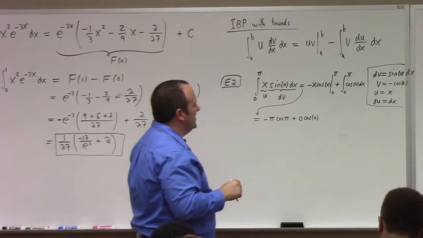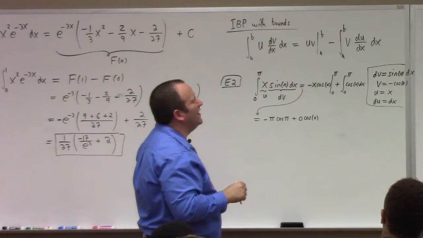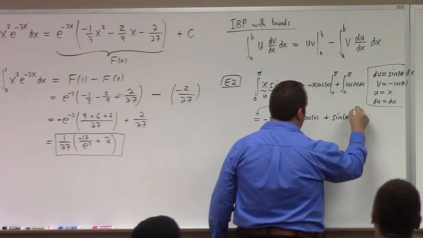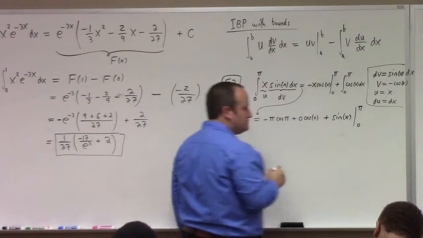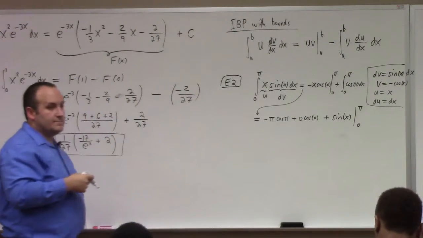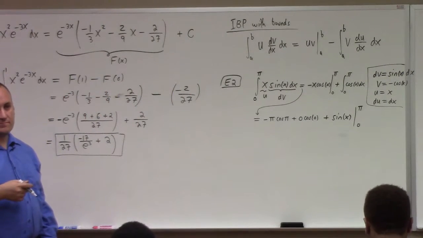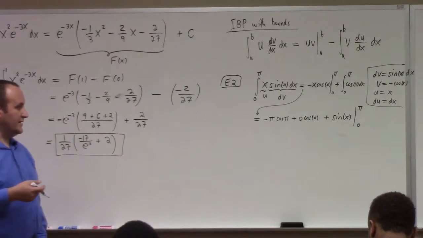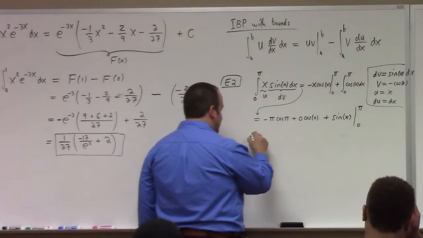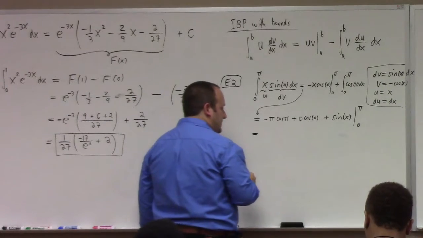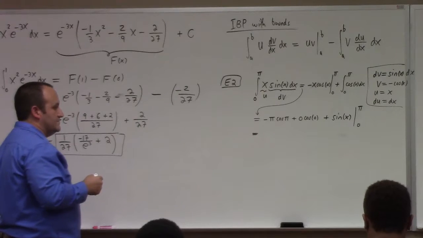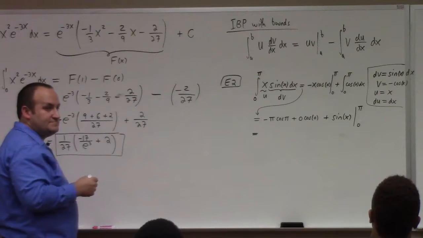The integral of cosine is sine, yeah. So plus the sine of x, by the fundamental theorem evaluated from 0 to pi, which of course gives us sine of pi minus sine of 0. All right, so what does this integral work out to? Can we simplify that? Negative pi cosine pi can be written as what? Yeah, just pi.